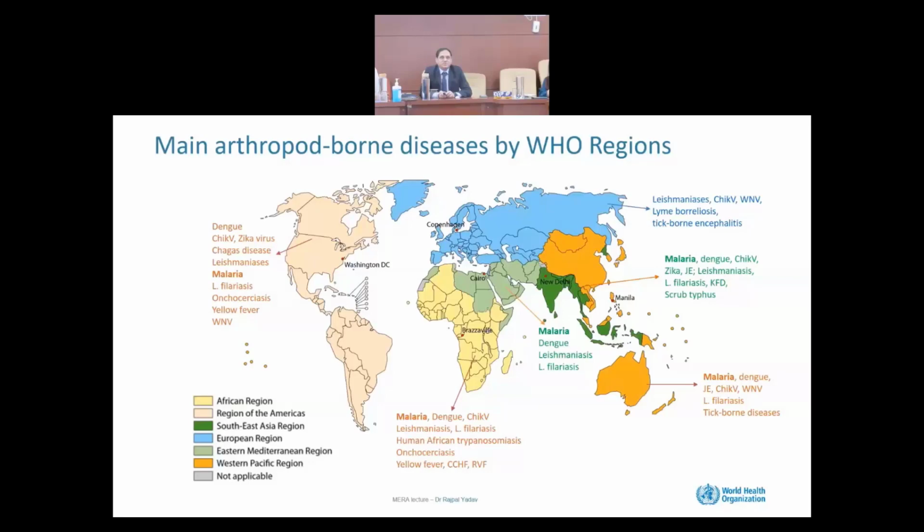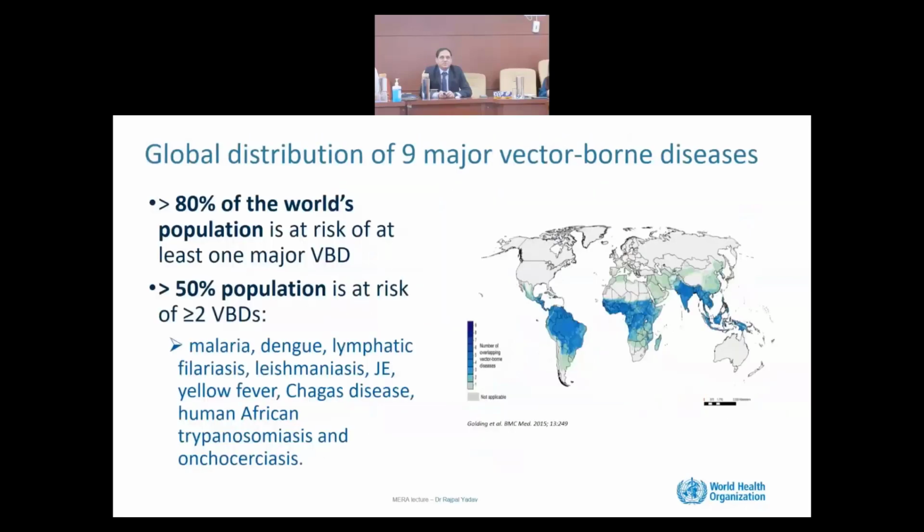As you can see, except for the European region shown in blue color, all other regions have malaria as a major vector-borne disease. That shows the importance that malaria is still a major problem all over the world in terms of public health.